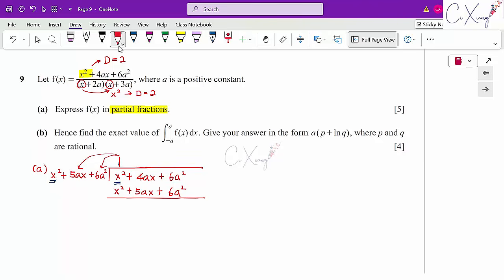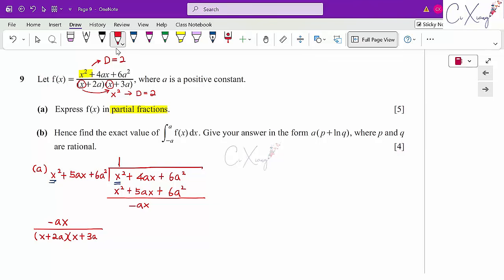4ax minus 5ax, you'll be having negative ax. And then 6a squared minus 6a squared equals 0. For the remainder here, the negative ax, it will become the numerator of your remaining fraction. So I'm having negative ax divided by my original denominator. So what's the original denominator here? You'll see that it is actually x plus 2a and also x plus 3a.